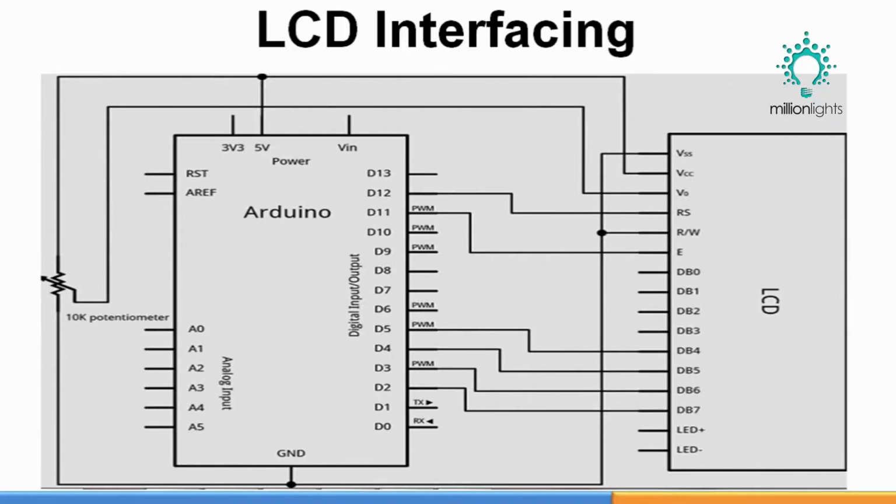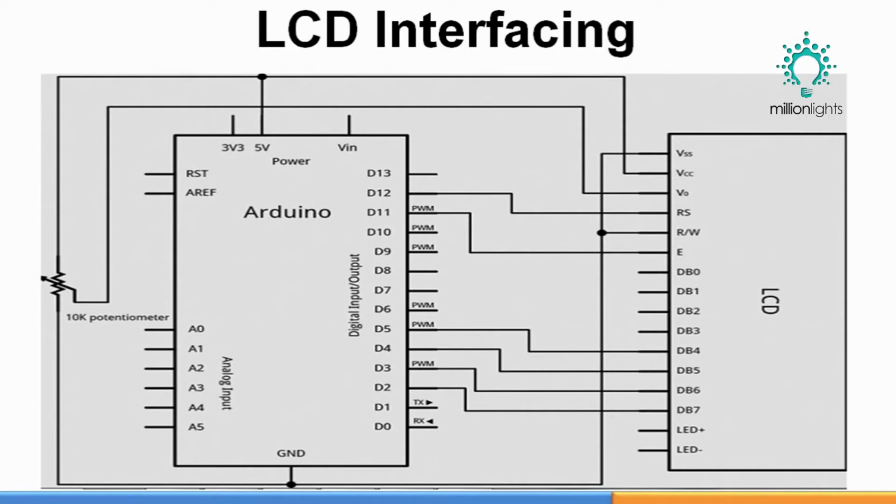In this programming we are going to use 4-bit mode, so the pins used are DB4 to DB7. DB0 to DB3, the first 4 bits, are skipped, and the last 4 bits of the LCD are connected to Arduino. DB4 is connected to data pin 5 and similarly DB7 is connected to data pin 2.